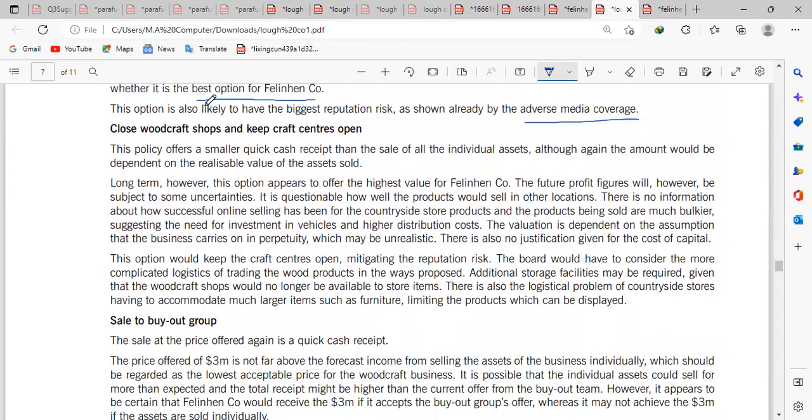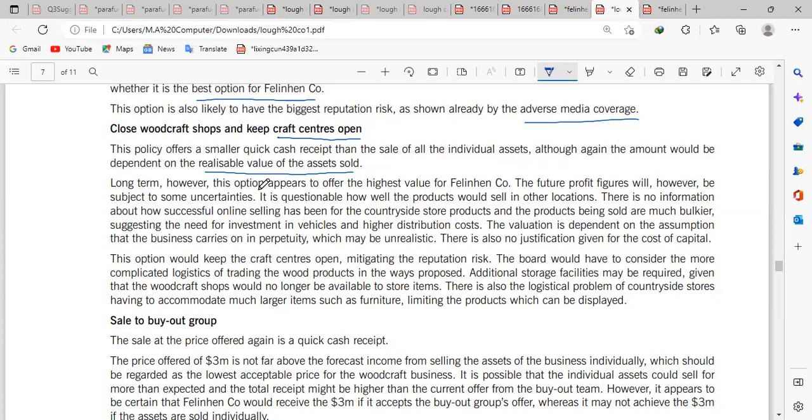Now you are saying close woodcraft shops and keep the craft centers open, because whatever was there in the craft centers, we can now sell online with our other channel, with our other business. The policy again offers a smaller quick cash receipt than the sale of individual assets. Although again the amount would be dependent upon the realizable value of the asset sold.